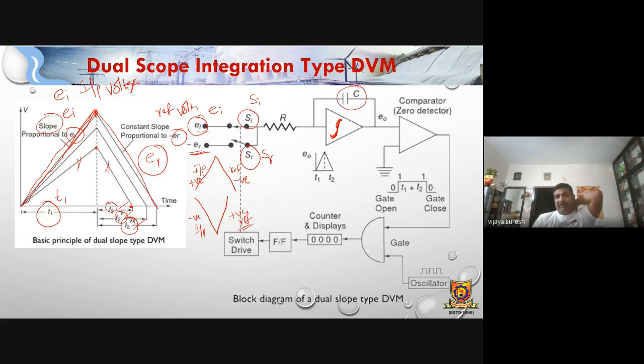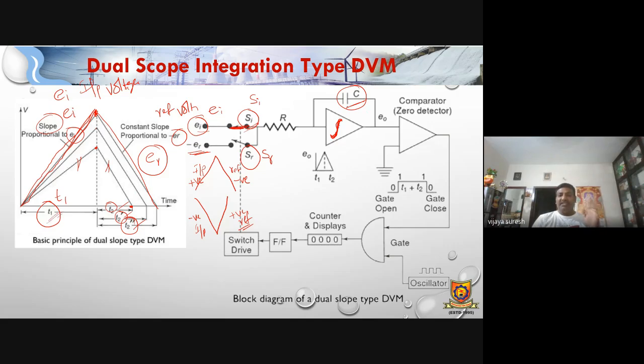Whenever the switch is connected to SI, nothing but this switch gets closed, then that voltage is applied to the integrator circuit. Here in the integrator circuit, there is a capacitor. This capacitor starts charging. It will charge up to t1 time.